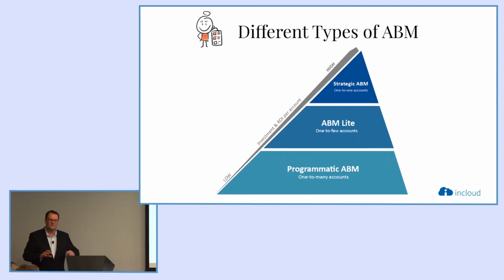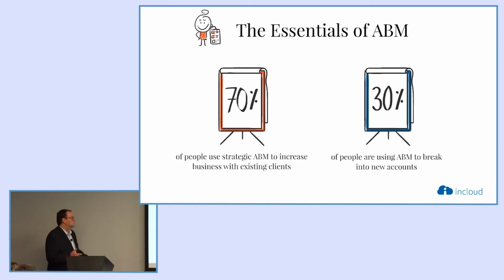And this is sort of a one-to-many. So that's a much wider spread of casting your net. And again, the programmatic ABM aspect of this is that the investment might be a little lower, but your returns might be a little lighter, right? So out of those three, at least 70% of the people are using a strategic approach, right, to increase their existing clients, and the other 30% are actively looking for new accounts with this approach.